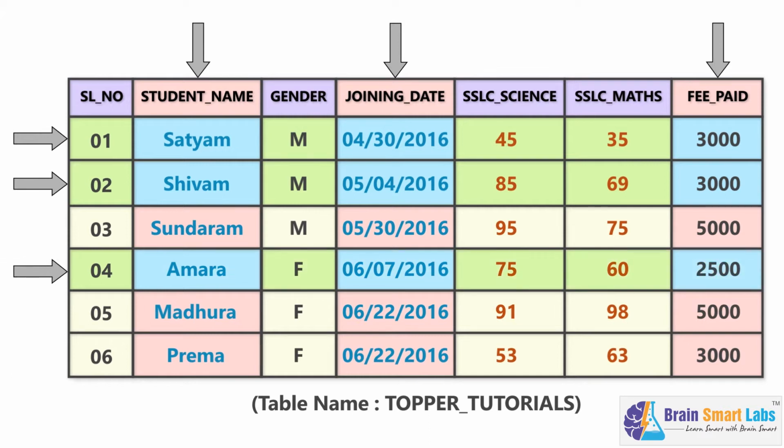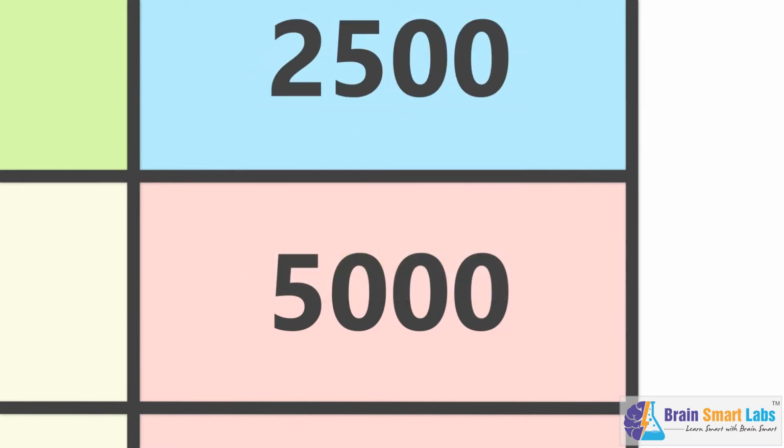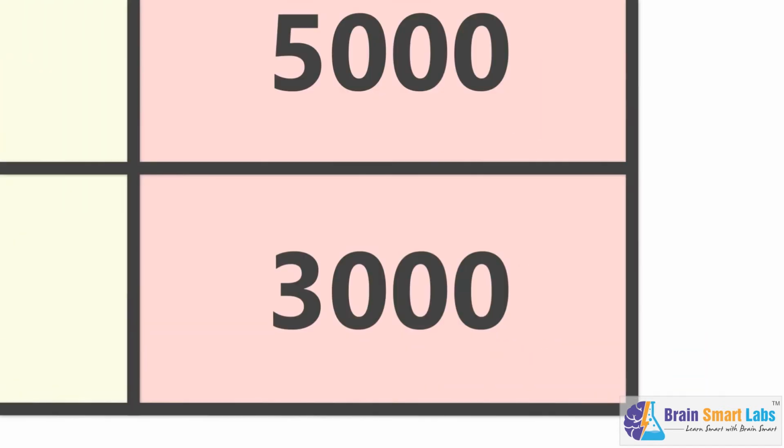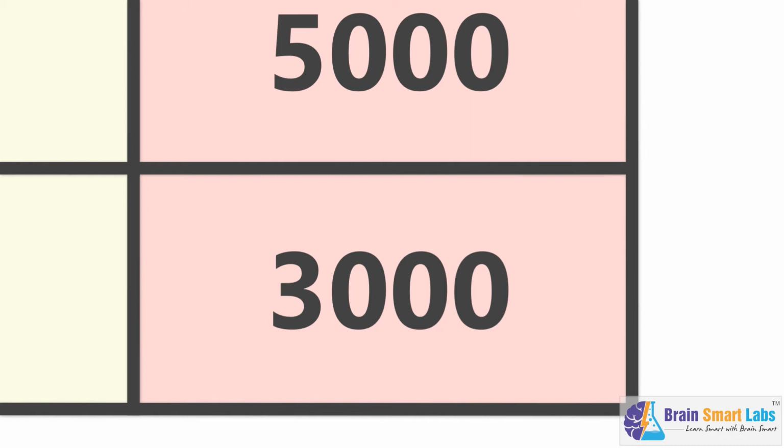The fifth student Madhura is a very good girl and she has paid rupees 5,000 which is equal to value 5,000, and so she does not get marked in this process. Last but not the least, the sixth student Prema has paid only rupees 3,000 which is not at all equal to 5,000, and so she duly gets marked in the filtering process.